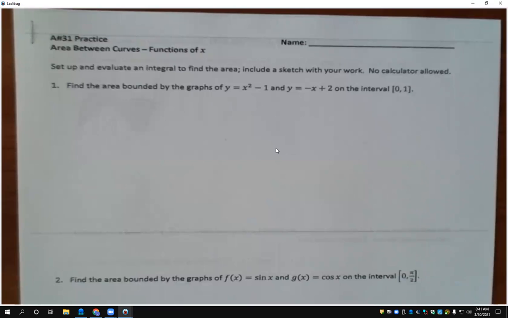All right, any questions on numbers 1 or 2? Do you do too? Yes.